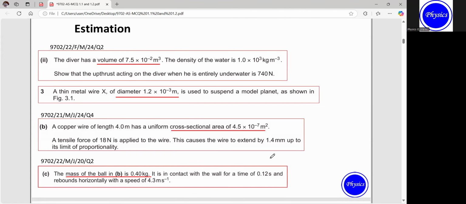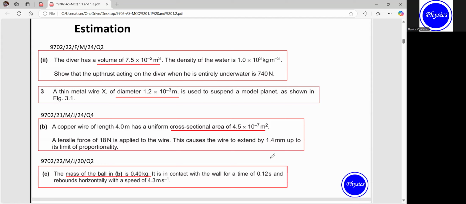Estimation. Before doing these estimation questions, just have some rough idea from your question paper. Just take these values. Here I have given 4 examples, like the volume of a person is 7.5 times 10 to the power of minus 2 meter cube. So you will have a rough idea for an average person. It should be in the order of 10 to the power of minus 2 meter cube. The diameter of a thin wire should be in the order of 10 to the power of minus 3. The cross-sectional area of a wire should be in the order of 10 to the power of minus 7 meters square.